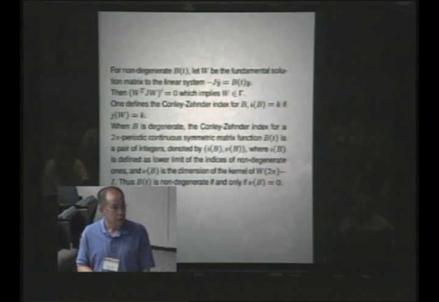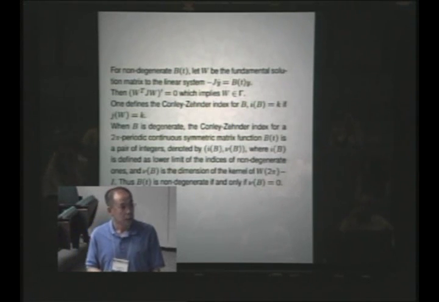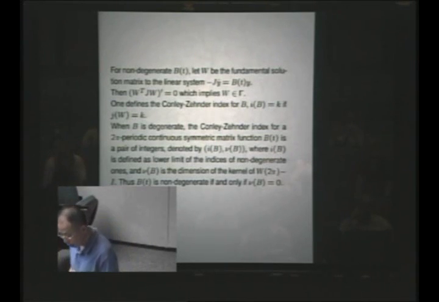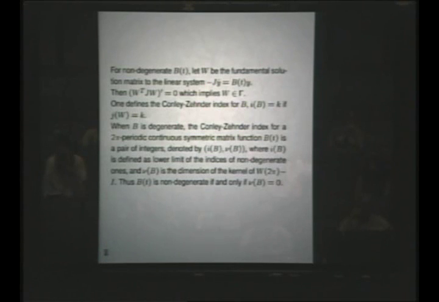The degenerate index is going to be a pair of numbers. The first one is just like this. They are given by approximations through non-degenerate ones. The second number is an integer between 0 and 2n, the dimension of the kernel of this matrix W(2 pi) minus I. And then for H prime, assuming both B at 0 and infinity are non-degenerate, the index at 0 and the index at infinity are different. So the twisting is reflected by this, the index being different between 0 and infinity.